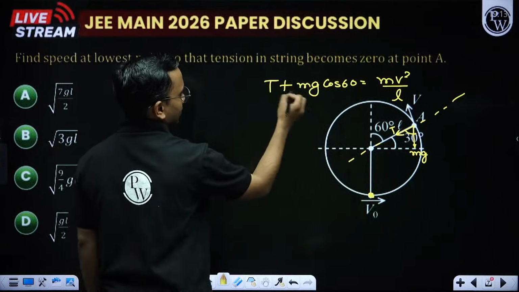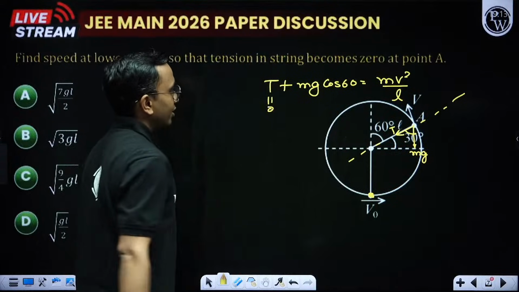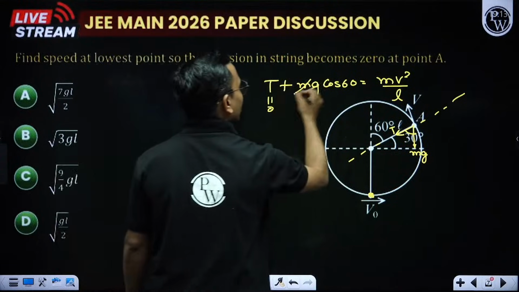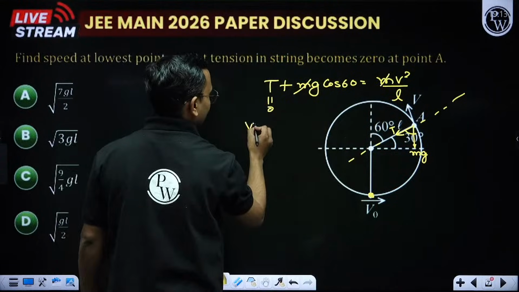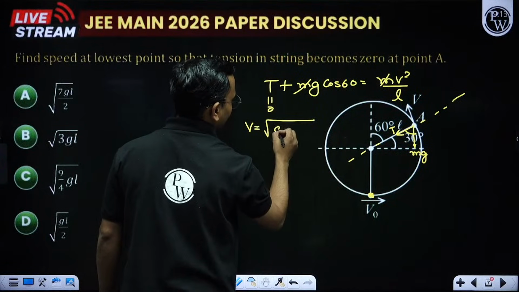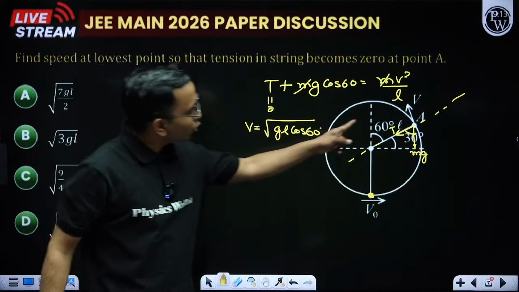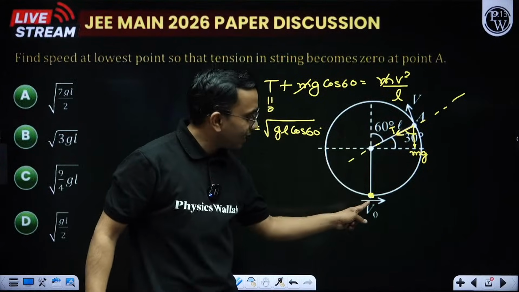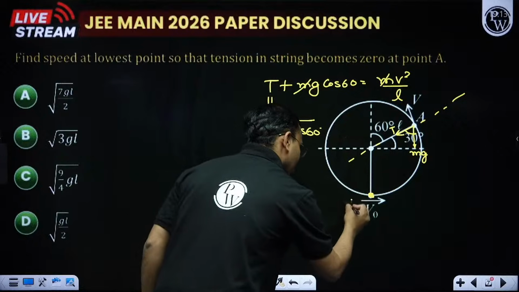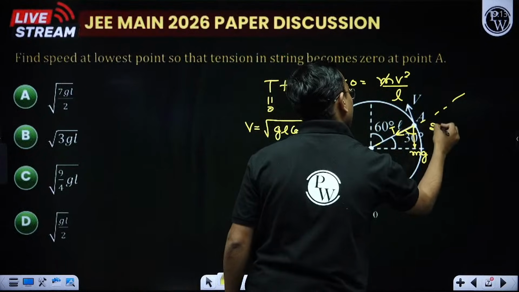From there, put T equals 0. From there, you will get your velocity v. What is that? Root of GL cos 60. I know the velocity here. I need velocity here. This is my point 1. This is my point 2.